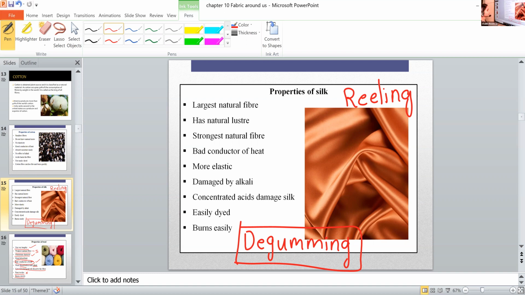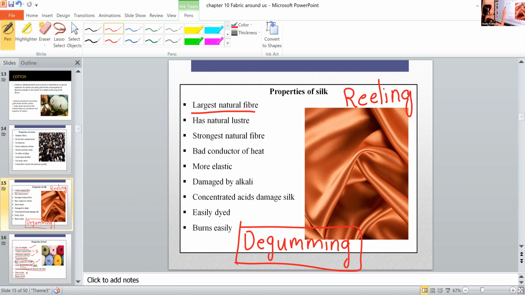Okay, so let's move on to the properties. Properties of silk. It's the largest natural fiber. Cotton is the smallest fiber and the wool is not very lengthy. Here the silk is the largest natural fiber. So cotton is the smallest natural fiber and silk is the largest natural fiber.